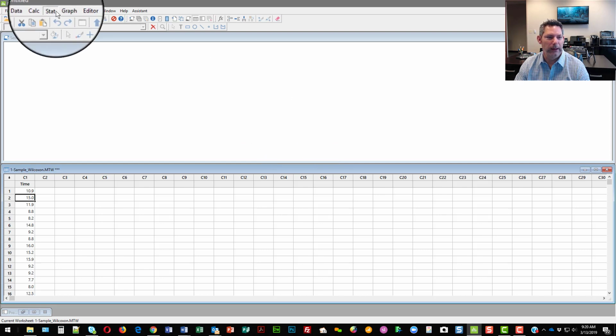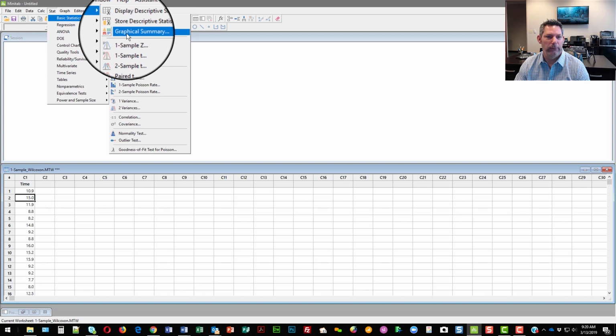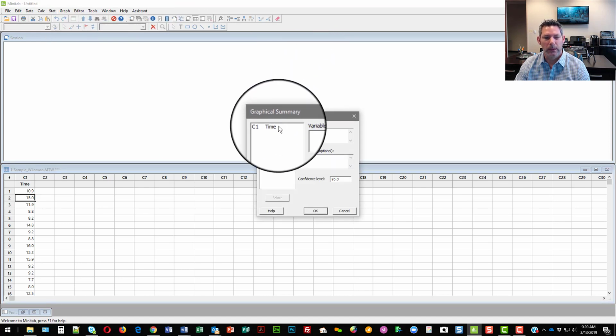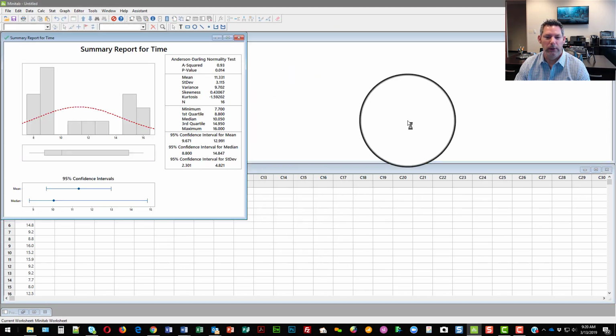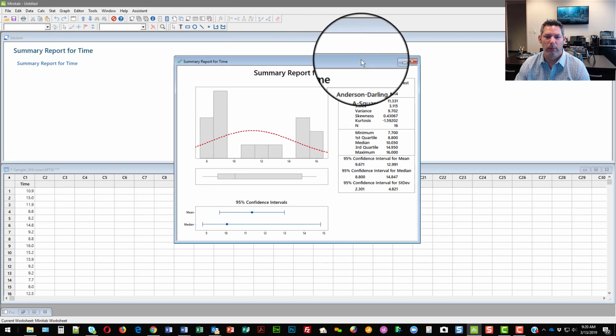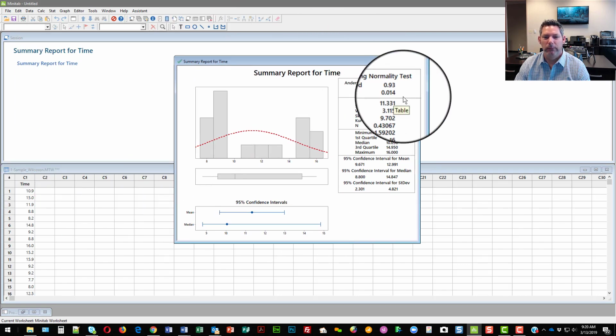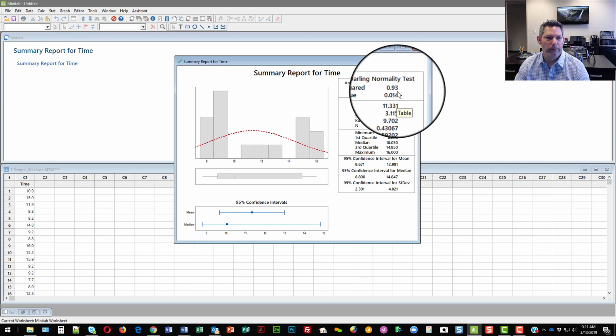First, we want to look at the data with our graphical summary and determine, is the data normal or not? And with a p-value of 0.014, it is less than 0.05. Therefore, we will reject the null hypothesis. The null being, for a normality test, that the data are normal. We're going to reject that and conclude that the data are not normal.